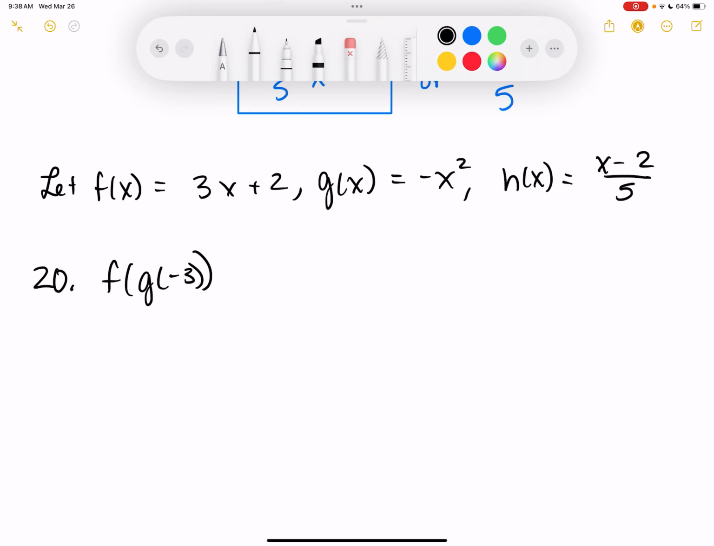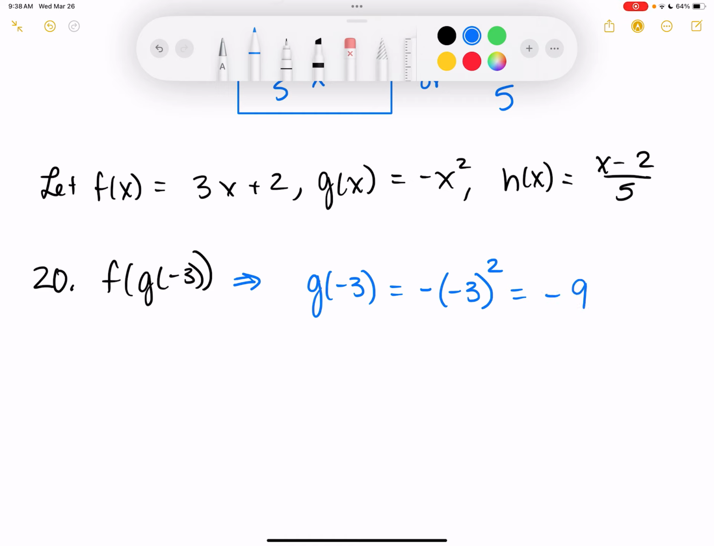So I do these in steps. The first thing I would do is g of negative 3. That means wherever there's an x in g of x, I'm putting negative 3. So this is negative parentheses negative 3 squared. Wherever there's an x, we're going to put a parentheses, and whatever's in here is going in it. So negative 3 squared is 9. There's a negative out front, so this is going to be negative 9.